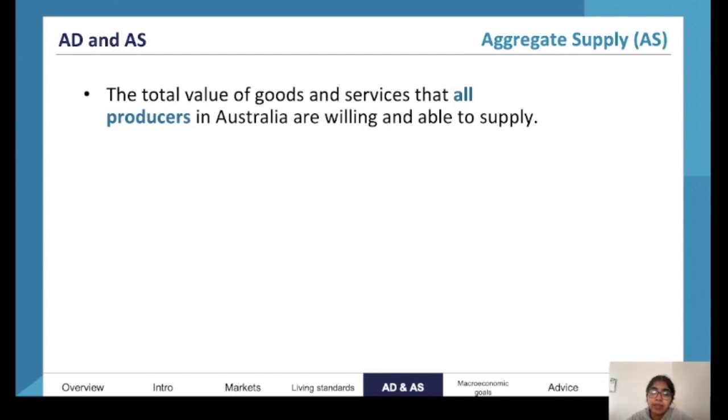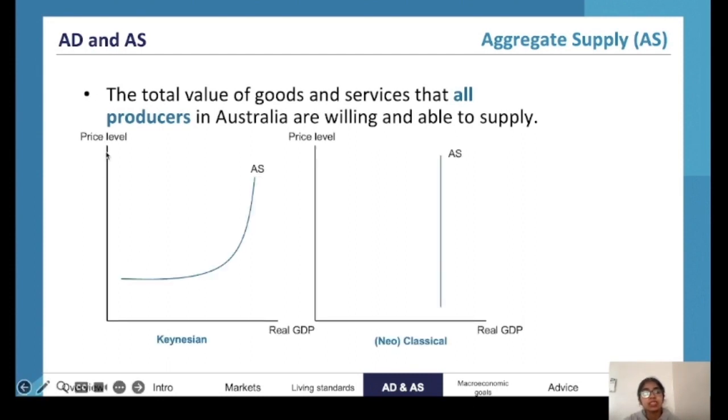Okay, so aggregate supply, again, tells us the total value of all the goods and services that all the producers in Australia are willing and able to supply. There are two different ways we can look at aggregate supply. Usually it's given like this, the Keynesian one. As prices go up, supply increases really quickly. Then there's a slowdown, and as prices go up, real GDP doesn't increase as much anymore. The reason it looks like this is because we're starting to reach our productive capacity. So after a while, even if prices go up even further, we're not able to produce as much just because we're reaching productive capacity.